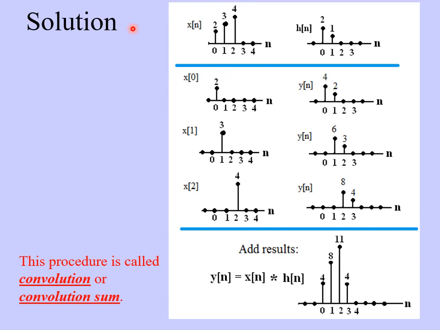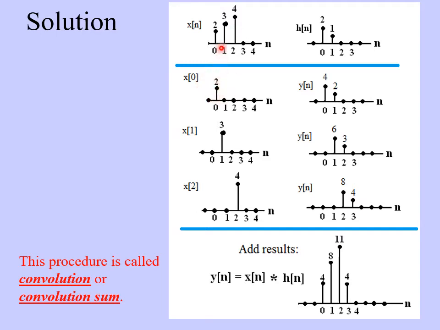All right, so here's the solution. And to do this, it's actually pretty simple once you get the hang of it. So here, remember our input was a 2, a 3, and a 4, and our impulse response was a 2 and a 1. So let's take this signal here, this x of n, and break it up into 3 separate signals.